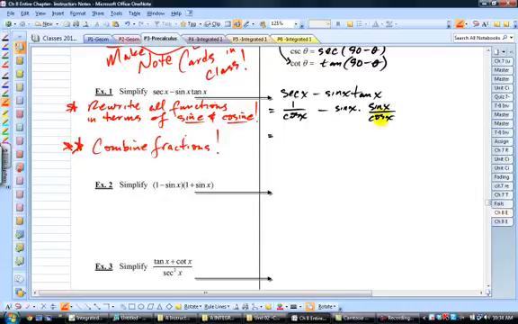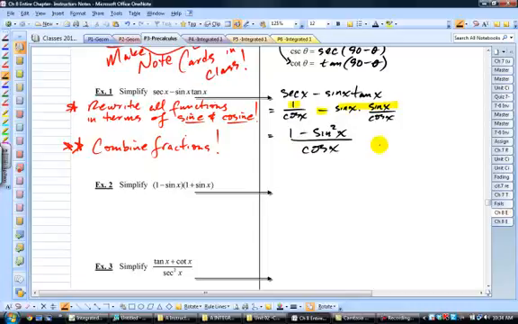They have the same denominator here, so what we do is we look at the numerator. 1 minus sine squared x. So we have 1 minus sine squared x. Sine times sine gives you sine squared, all divided by your common denominator.